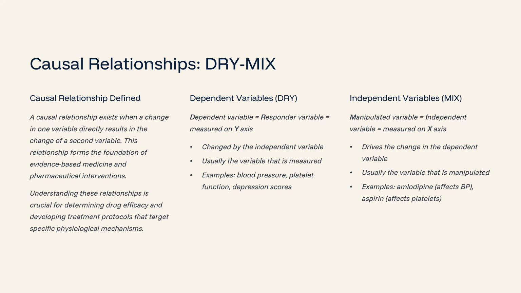Then how do you figure out if it's an independent variable? That would be the MIX part. So this is the manipulated variable. Sometimes we think of this as the intervention. Therefore, it's the independent variable measured on the x-axis, MIX. It drives the change of the DRY variable, the dependent variable. It is usually the variable that is manipulated, meaning that something that has to do with intervention. Okay, and we think about this in terms of our pharmacy studies as the drug. Amlodipine affects blood pressure, aspirin affects platelets.